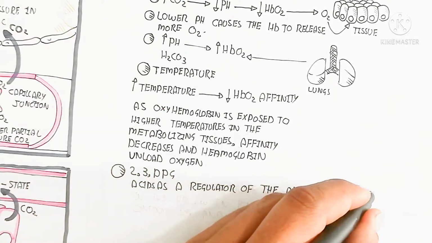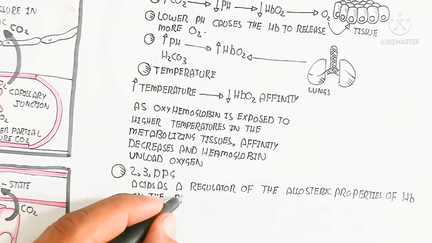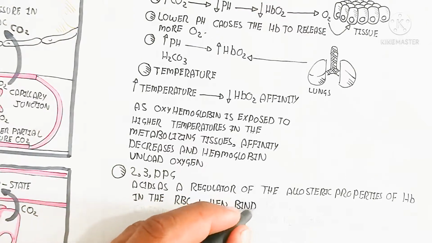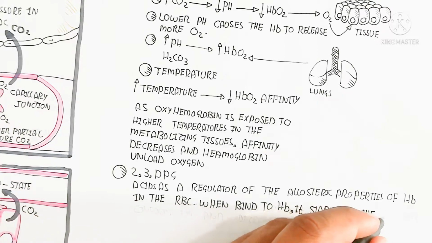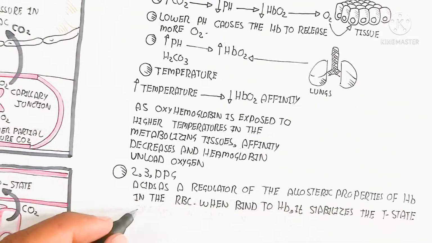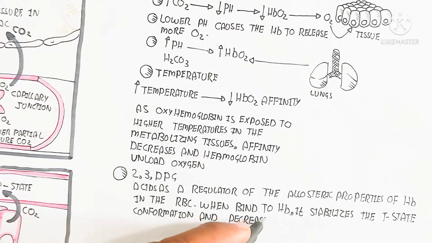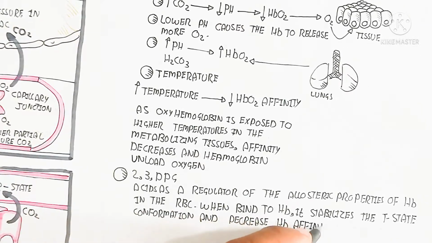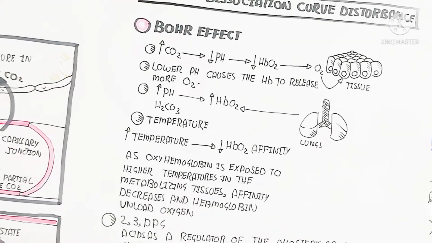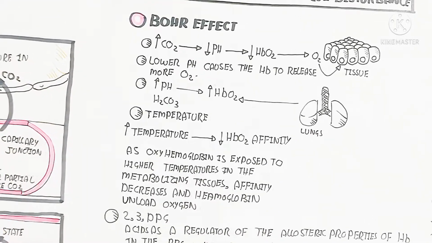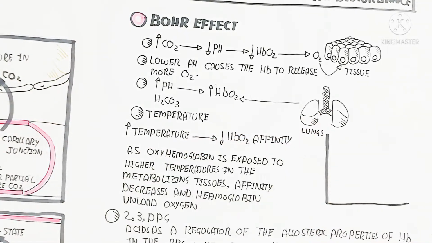On the other hand, 2,3 diphosphoglycerate is an acid produced more in red blood cells, a regulator of the allosteric properties of hemoglobin. When it binds to the hemoglobin, it stabilizes the T state conformation and decreases the hemoglobin affinity for oxygen. So in this way the affinity of hemoglobin with oxygen will be decreased. That is a major point, and because the affinity is decreased, the oxygen moves easily into the tissue.